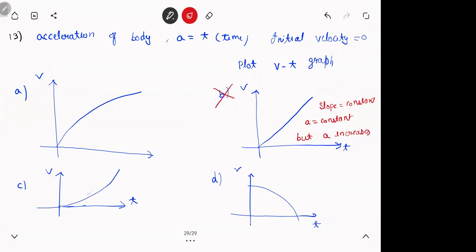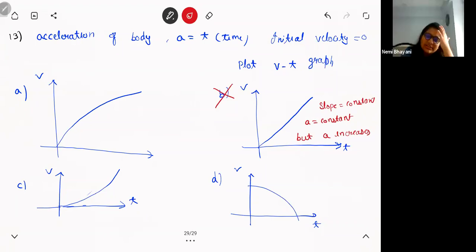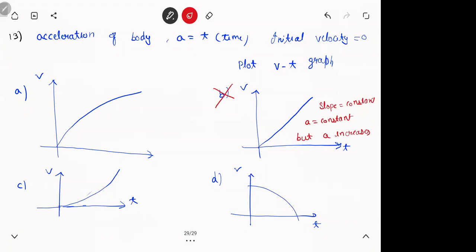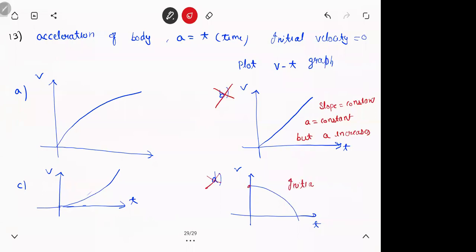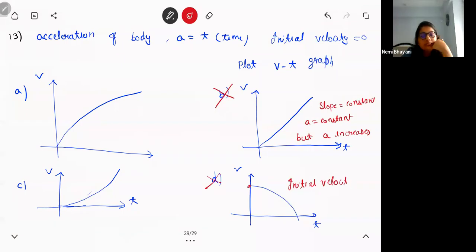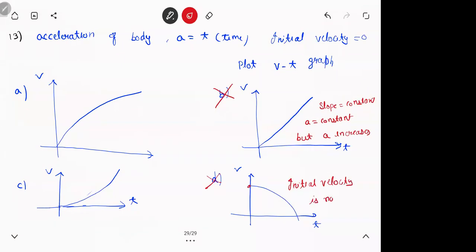Got it? Nemi, what do you think? So the D option I think will be wrong, because initial velocity is 0, but there it is only with some positive value. Here initial velocity is not 0. Sahil? Anything? B and D are eliminated.